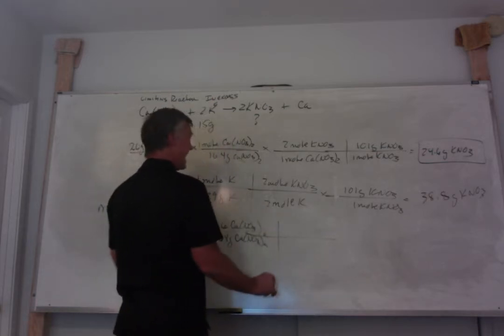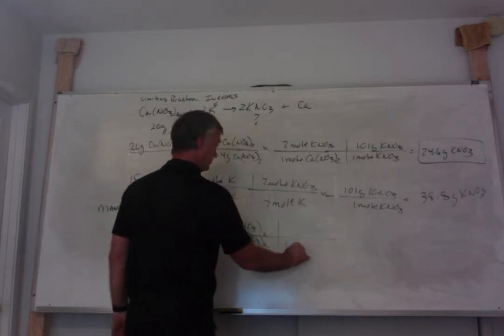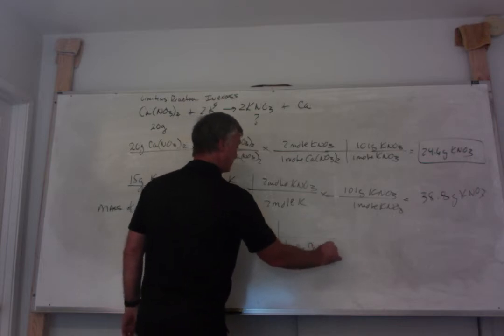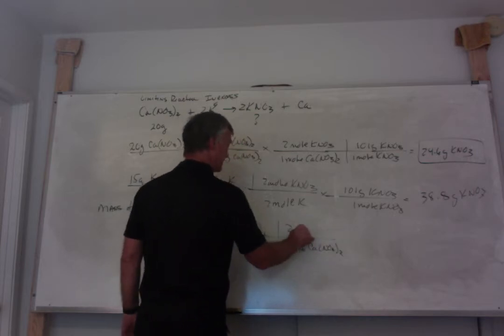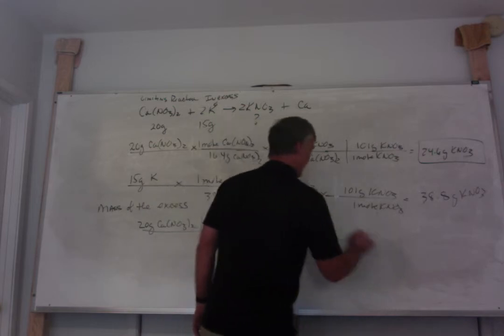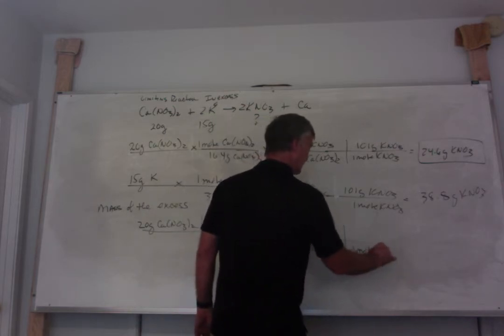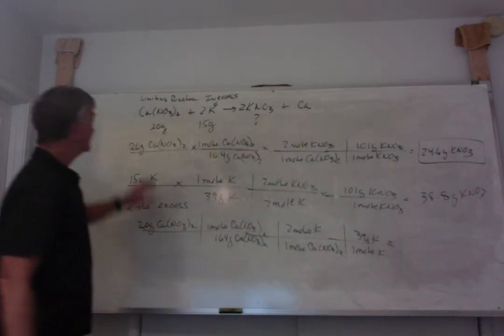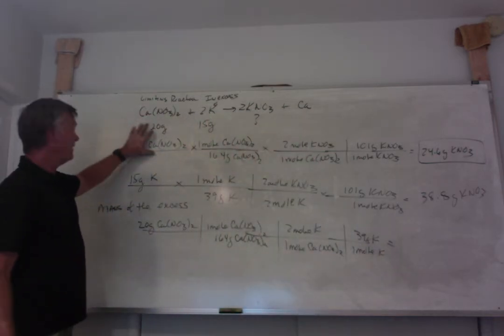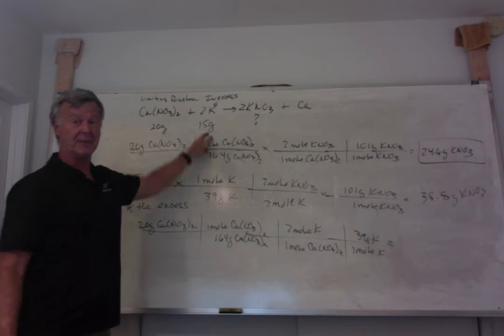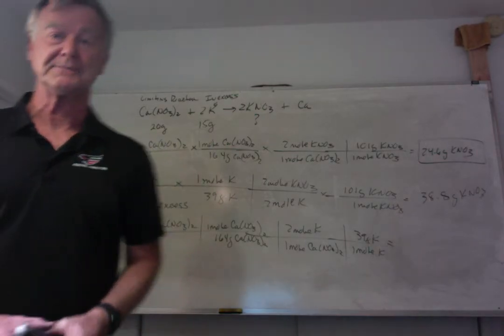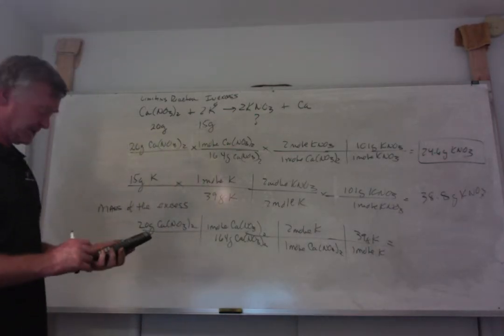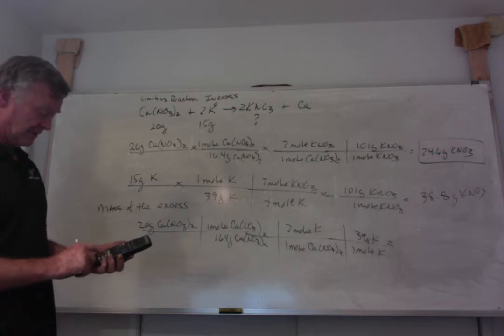Just like before, but now is where we're going to do something different. 1 mole of calcium nitrate needs 2 moles of potassium, and 1 mole of potassium is 39 grams. Now, if you still don't understand that, what happens is this number controls the problem. If I had told you 20 grams, you could have told me how much I need here. And it's not 15 grams. 15 grams is overkill. It's a waste. 20 divided by 164 times 2 times 39.